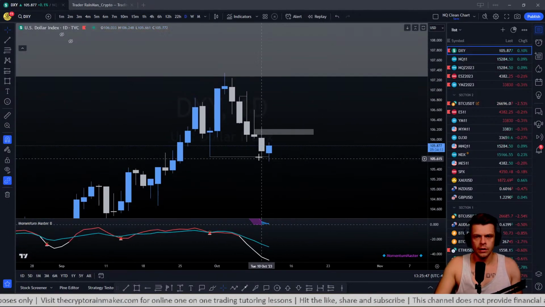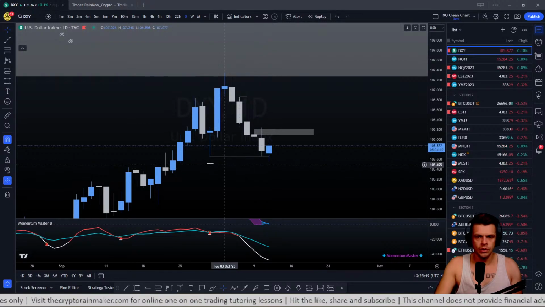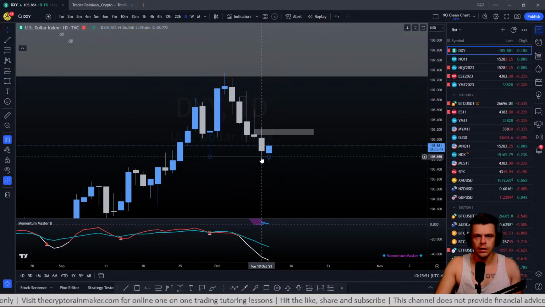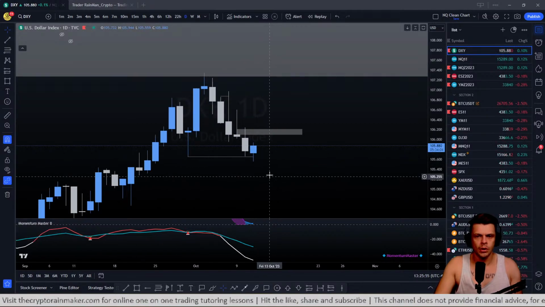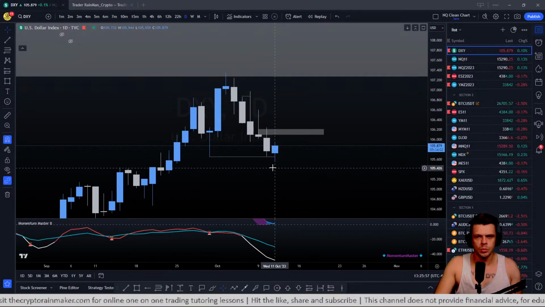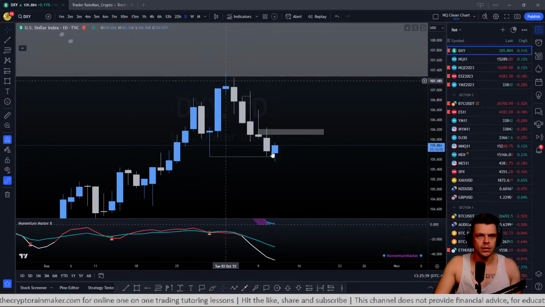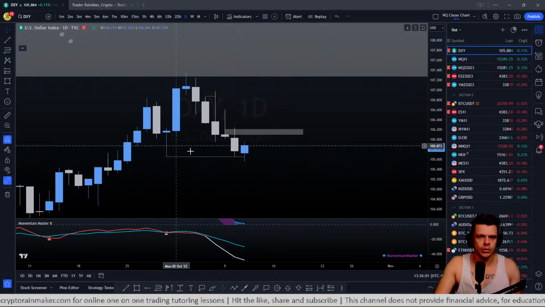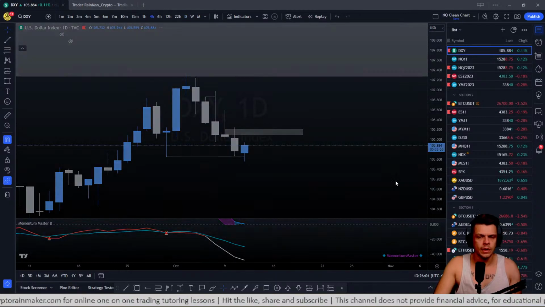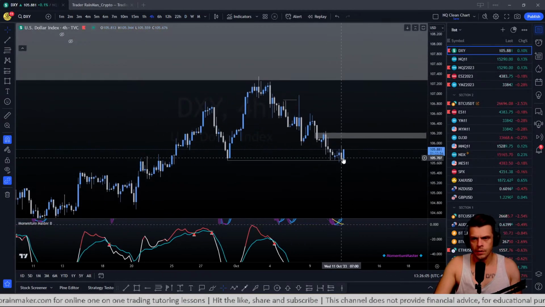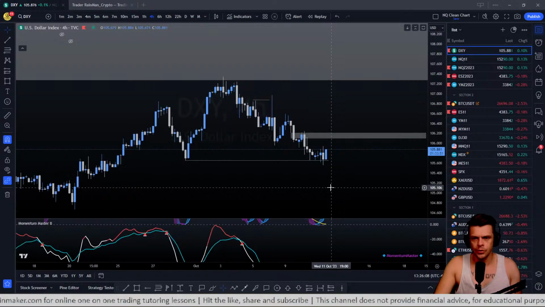Okay, so on the daily, you can also see it tapped into the sell side liquidity. We had a low right there. And then the previous day's low right there. Took out both of them. Did not displace below this level. So that is an indication that this was just a raid of the sell side. Now getting a nice big green candle.